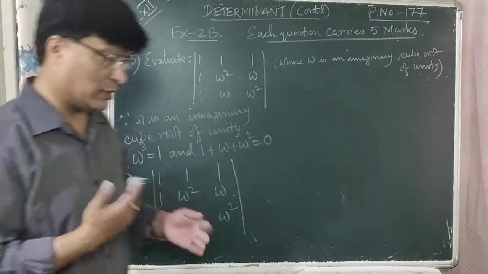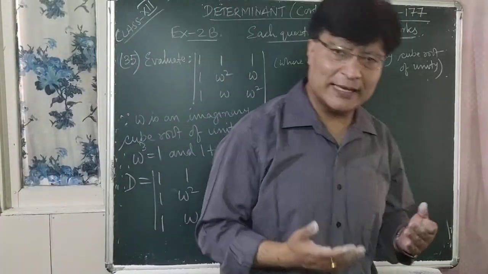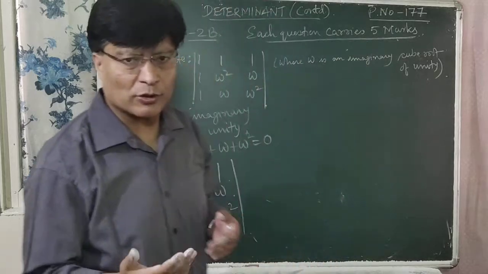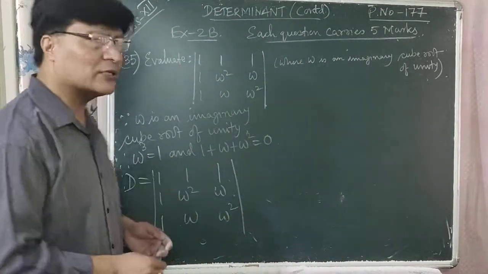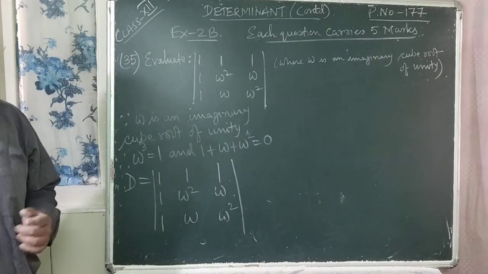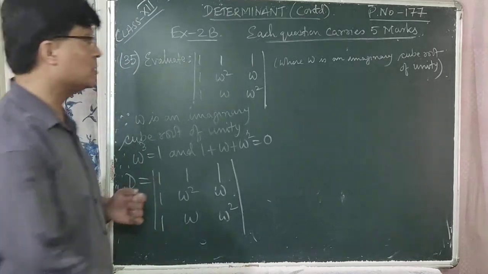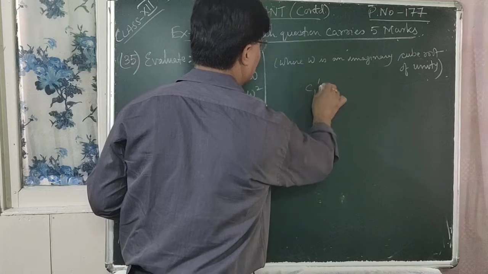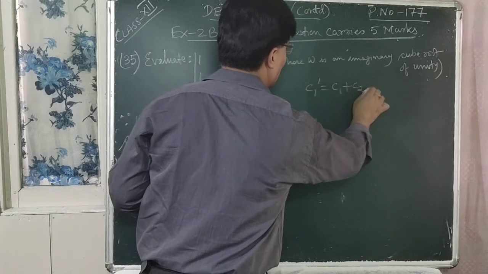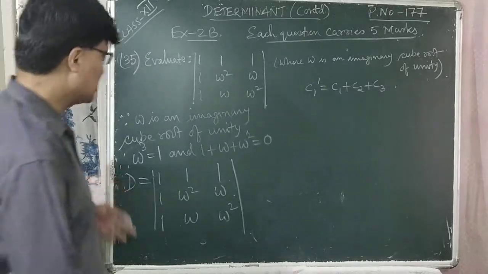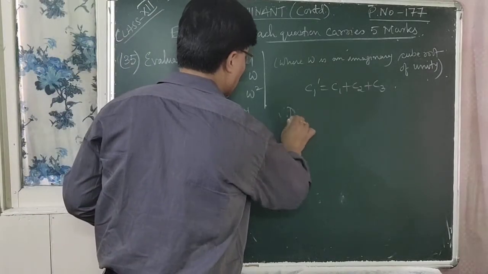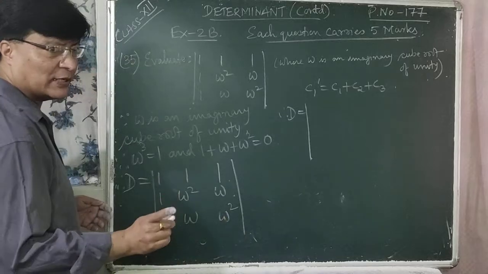So you can apply the property either on the rows or on the columns. Is that clear? So let us use the properties with respect to the columns. So let us write C1 dash is equal to C1 plus C2 plus C3, right? So what is D now? D is equal now, first column is changing, right?